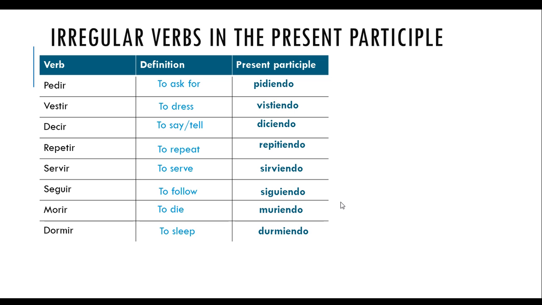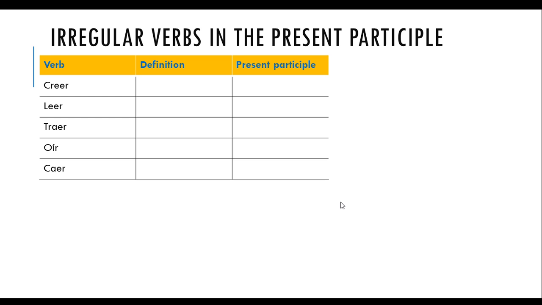We're going to add some more verbs. So those aren't the only verbs that are irregular in the present participle. We have creer, leer, traer, oír, and caer. So what do all those verbs have in common? They were all irregular in the preterite, right? And four of those verbs had a Y in the él, ella, ellos, ellas form of the verb. So these verbs are also going to have a Y in the present participle. But let's review the definitions in case you forgot them.